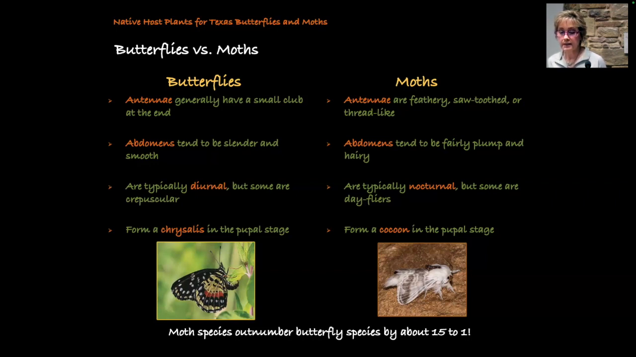Butterflies are typically diurnal, which means during the day they're active, but some are crepuscular or active at dawn and dusk. And the moths are typically nocturnal or active at night, but there are a few that are day flyers. In their pupal stage, or in the last stage before they actually emerge as adults, butterflies form a chrysalis in general, and moths will form a cocoon. And it's important to note, as I mentioned earlier, that the number of moth species outnumber butterfly species by about 15 to 1.